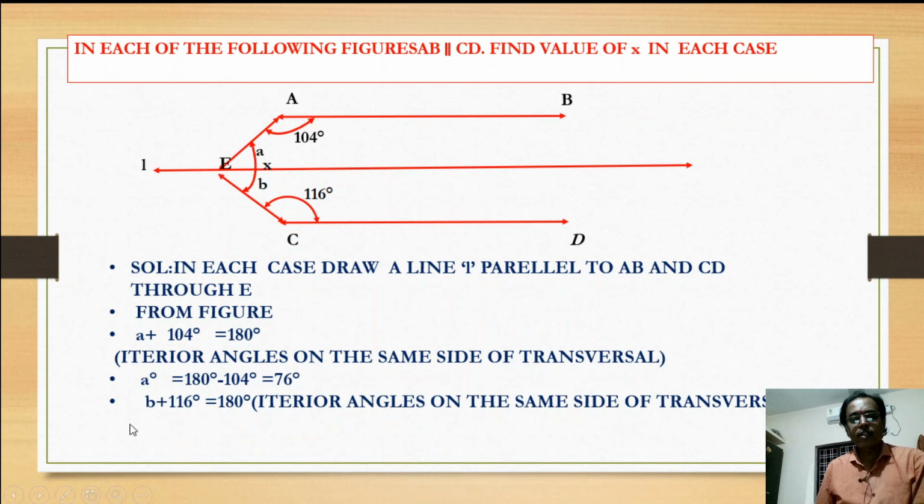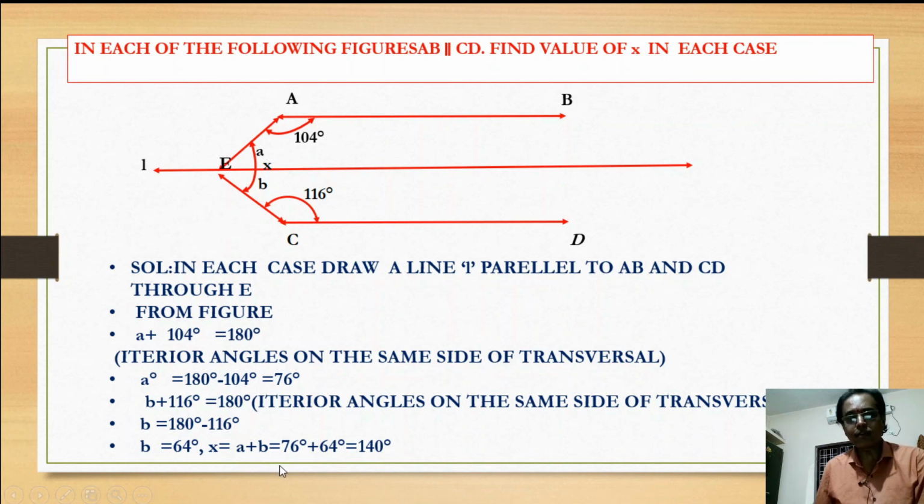And again, here also same condition. Here L is parallel to CD and this one is a transversal. B and 116 are interior angles on the same side of the transversal, so those are supplementary. So B plus 116 degrees equal to 180. So we get B is equal to 180 minus 116 degrees, then B is equal to 64. And again we have to find the X value, that is the sum of A and B: 76 plus 64, simply we got 140 degrees.